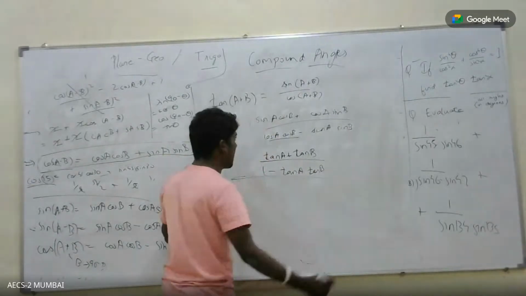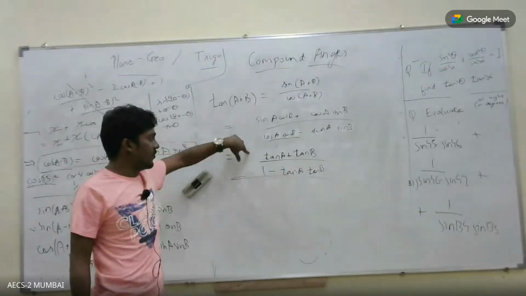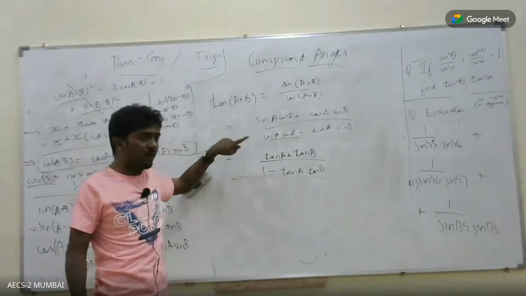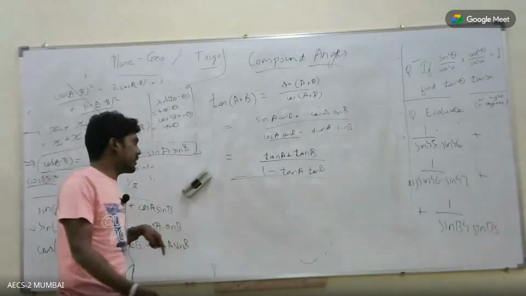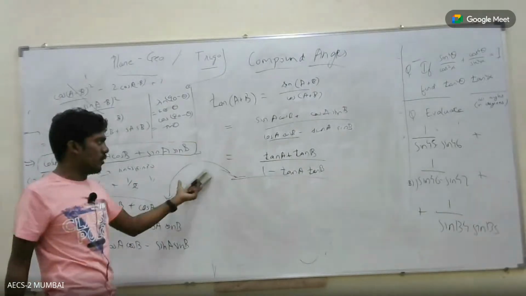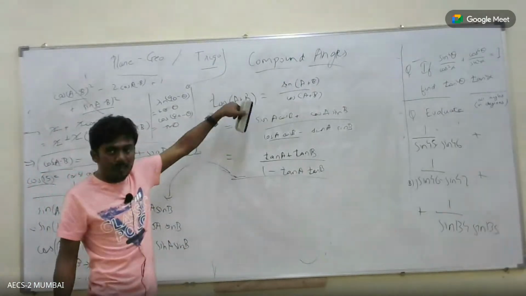Perfect. Now what do we have? We have tan of a plus b in terms of tan a and tan b. Tan of a plus b is tan a plus tan b divided by 1 minus tan a into tan b. So you can add this formula to the treasury of compound angles you already have. We have this formula.